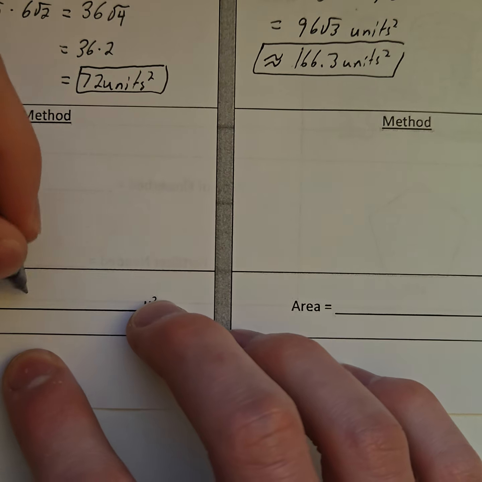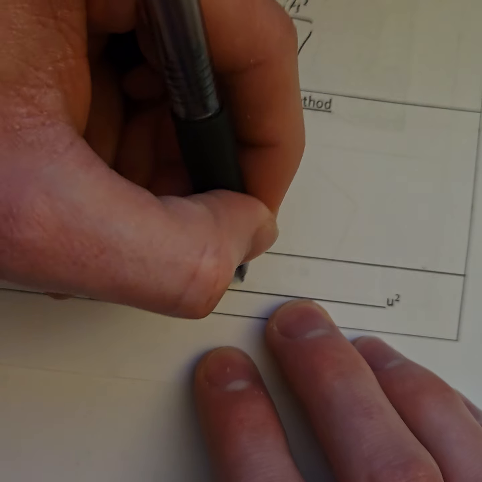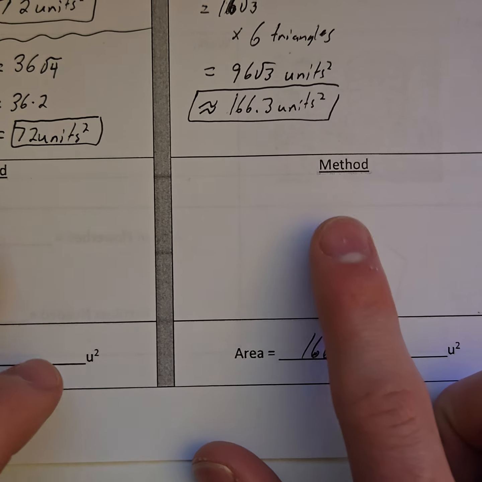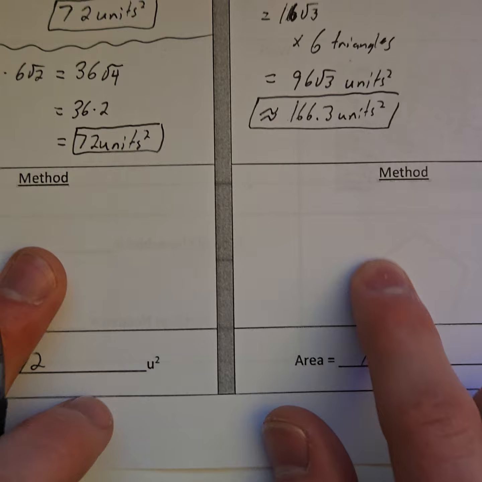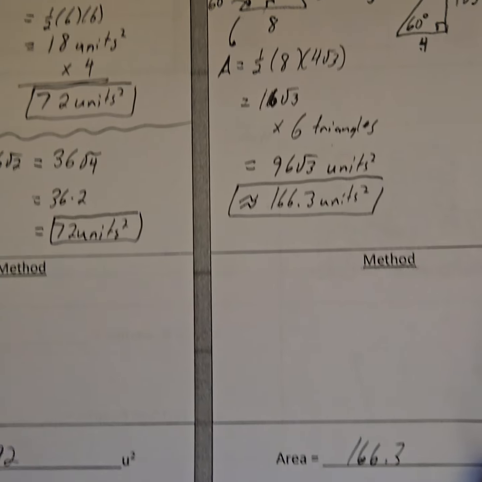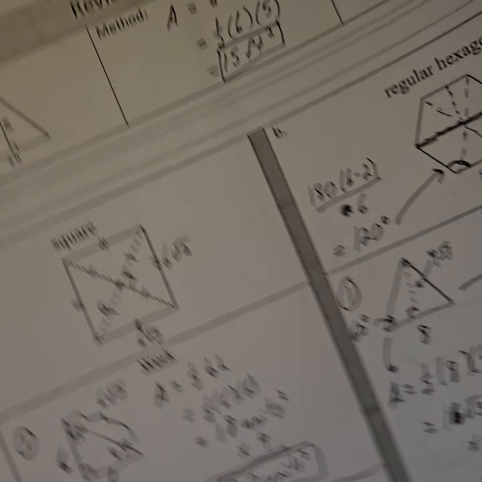Okay, so your answer's down here. This was 72 and 166.3. Okay, I don't mind if you guys don't put your methods there, as long as you understand what you did up here. You don't have to write anything for the method. Okay, flip it over to the back.